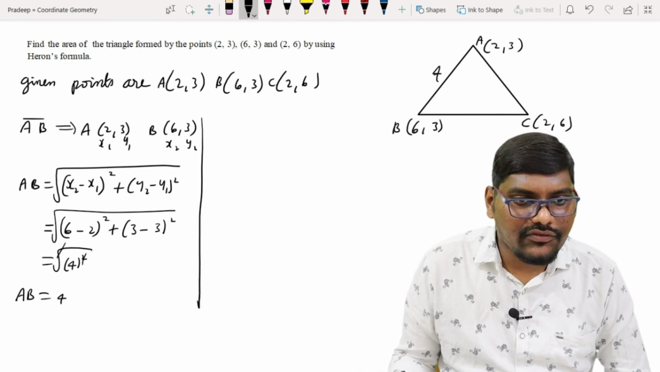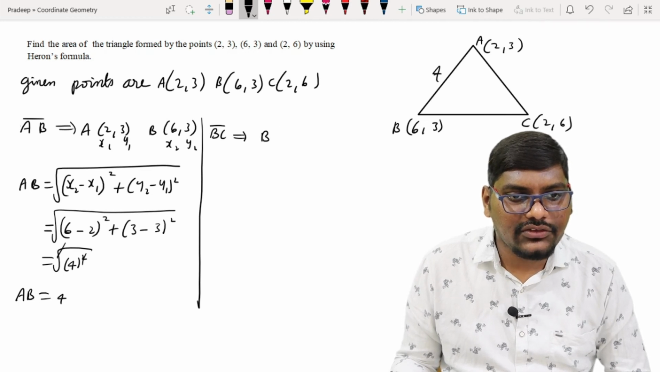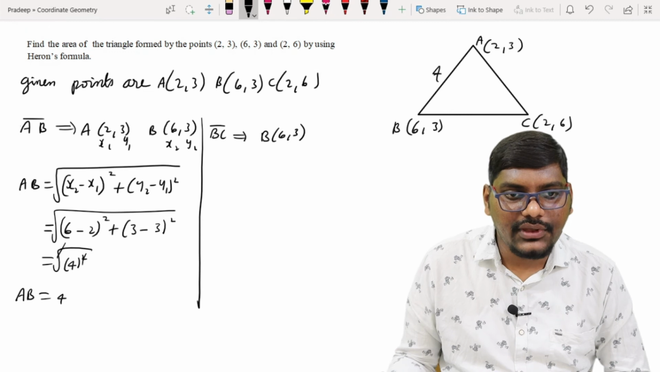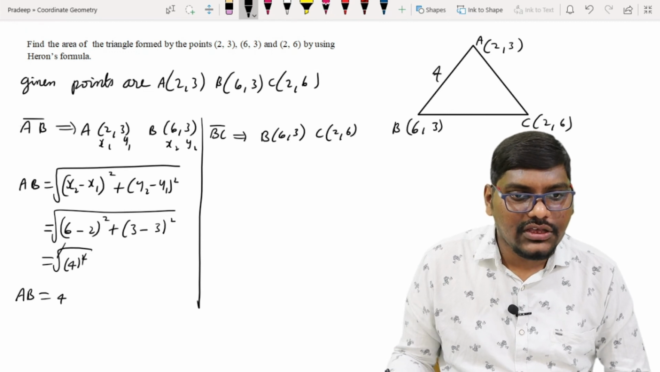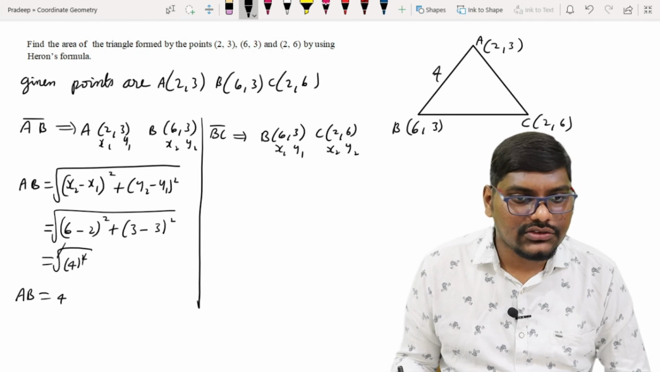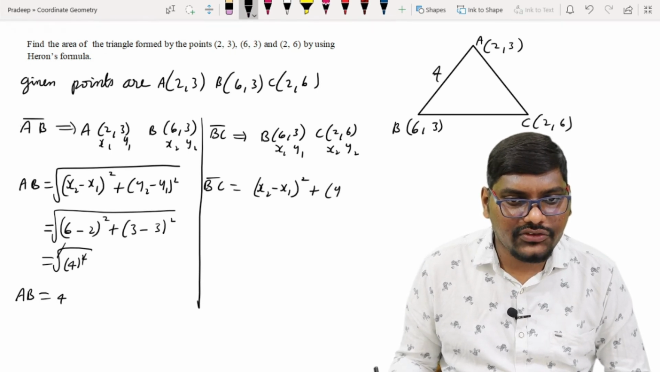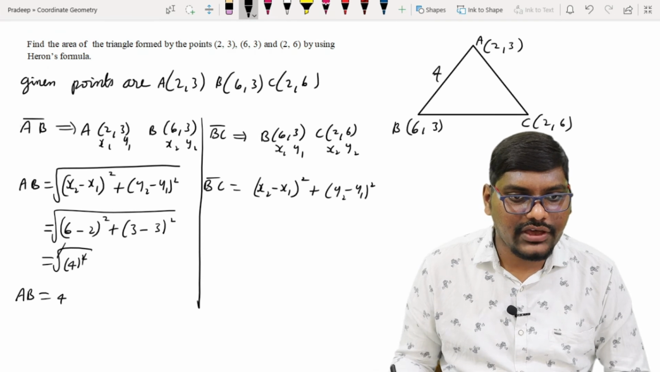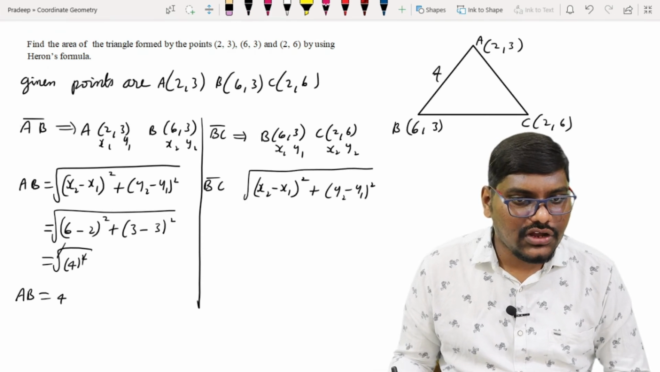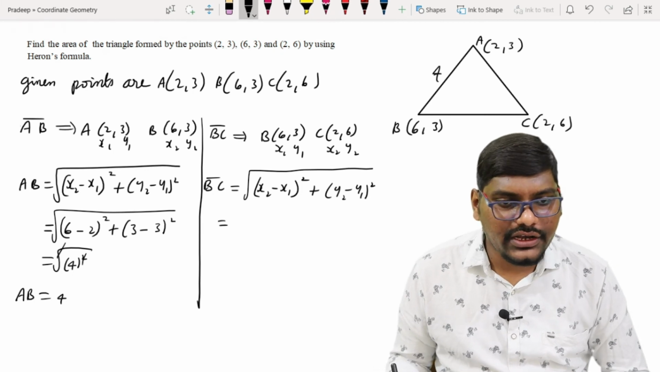Suppose we find BC. For finding the BC distance, we take the coordinates B (6, 3) and C (2, 6). So this is x1, y1, and this is x2, y2. The formula: BC is equal to the square root of (x2 minus x1) whole square plus (y2 minus y1) whole square. Now we'll substitute all these coordinate values.